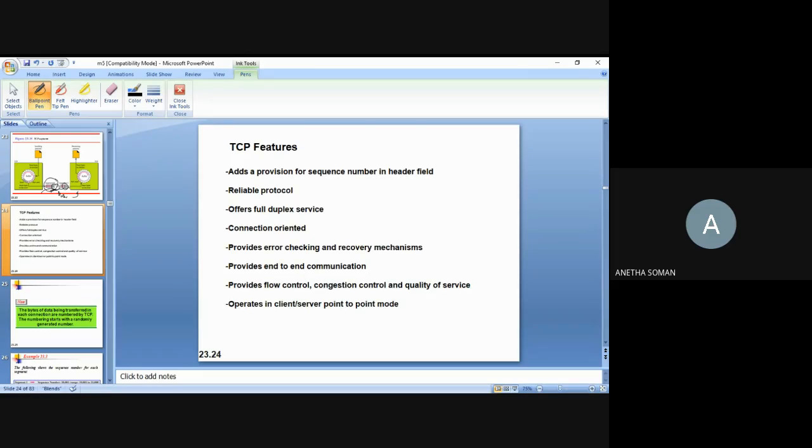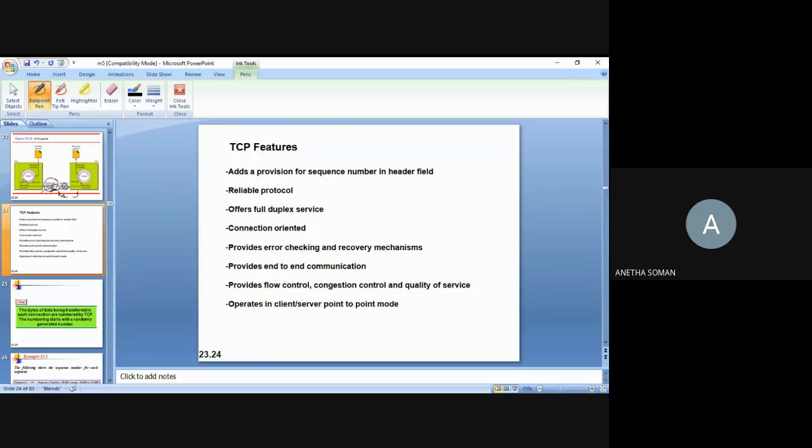The first feature is that it adds a provision for a sequence number in the header field. The meaning is that TCP ensures that the data reaches the intended destination in the same order it was sent. So it adds a provision for sequence numbers in the header field. I have told you how TCP handles data: in the form of segments. Now, what is a segment? A segment is nothing but a collection of bytes. The bytes of data transferred in each connection are numbered.